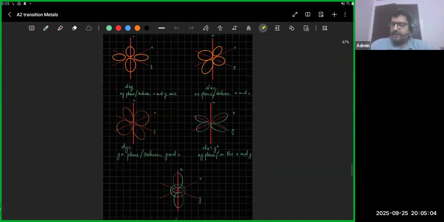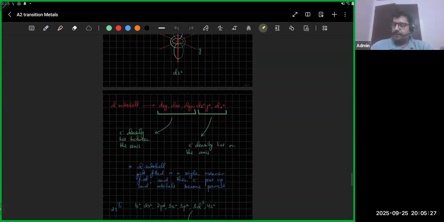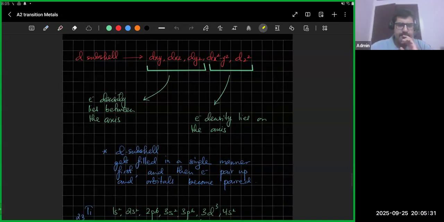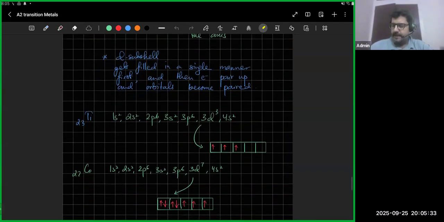And I told you that three of these orbitals had their electron density lying between the axes, while two of them, this one and this one, had the electron density lying on the axis. Either it's lying on the x and y axis, or over here, the electron is on the z axis. So you had to keep that in mind. And so that was what your d-subshell was.